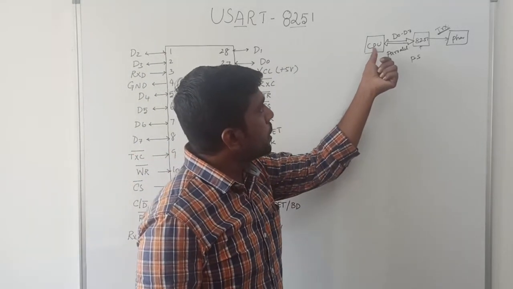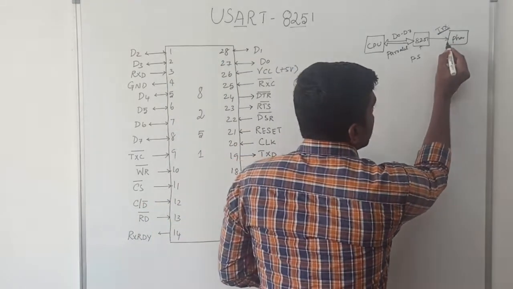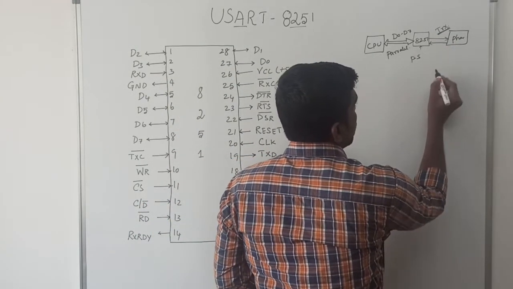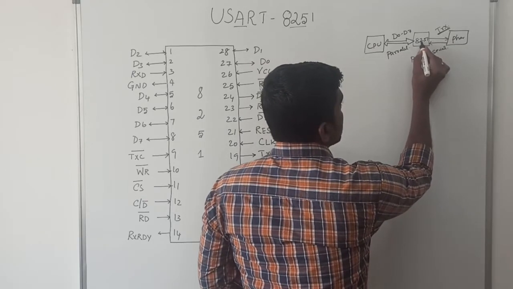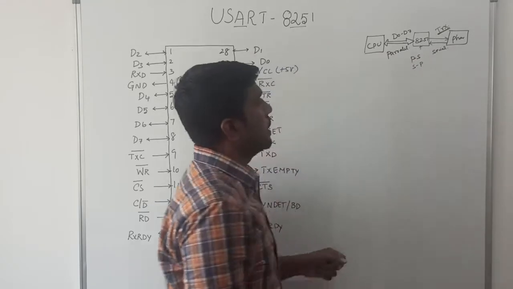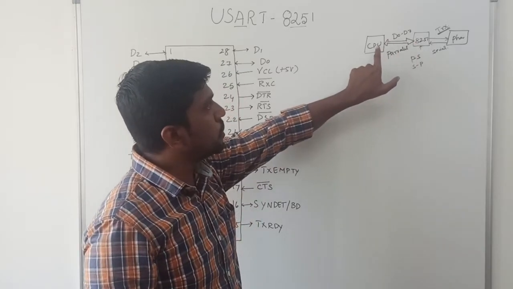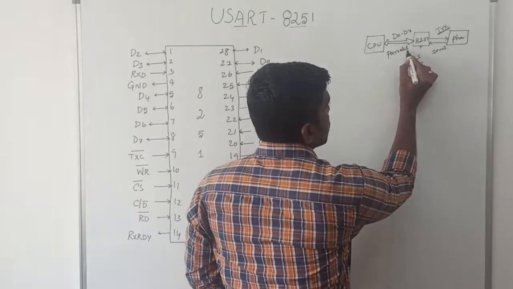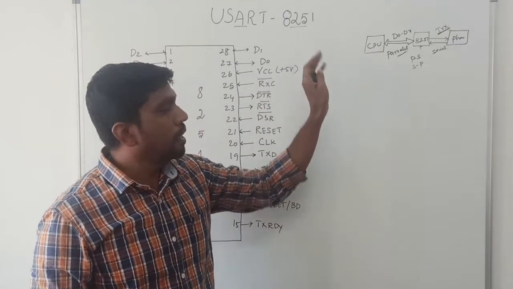Suppose the CPU receives data from peripheral devices. The data is passed to 8251, and it is serial data. Now 8251 converts the serial data into parallel data. After conversion, the data is sent to the CPU as parallel data. So this is the basic operation of 8251.